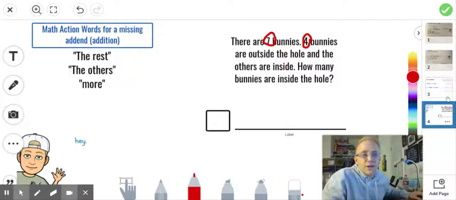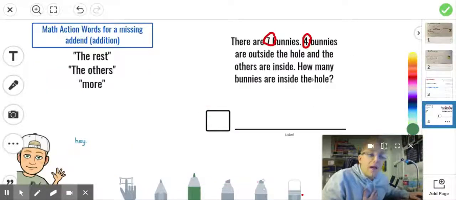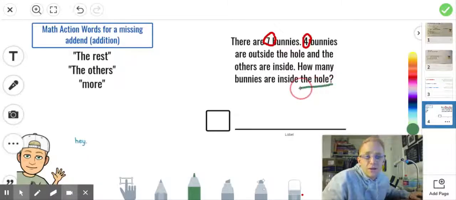All right. Now let's look at our next one. We need to underline the question. Now I'm going to switch to green, and I'm going to underline my question. I like to go backwards starting at the question mark. So I'm going to start here, and I'm going to go back till I see my capital letter.